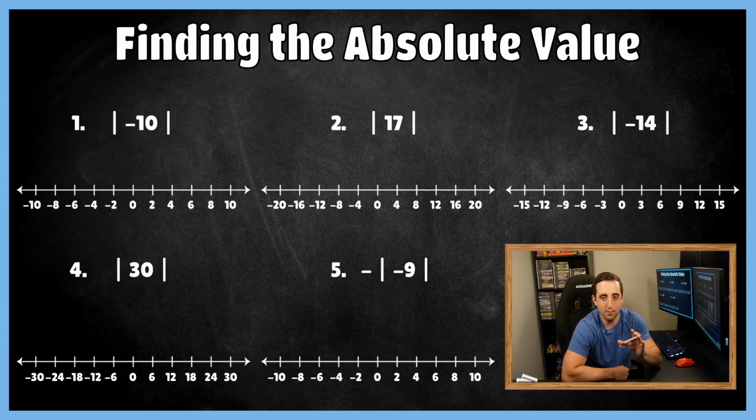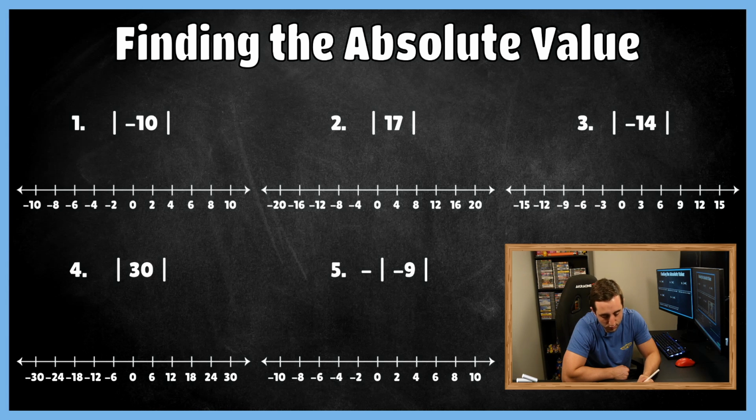So I want you to keep that in mind when we're finding the absolute value of a number. It's calculating the distance it is away from zero. Well, if we know anything about distances, your final answer can't be negative. So keep that in mind when we go over the first problem here. And the first one is absolute value of negative 10.